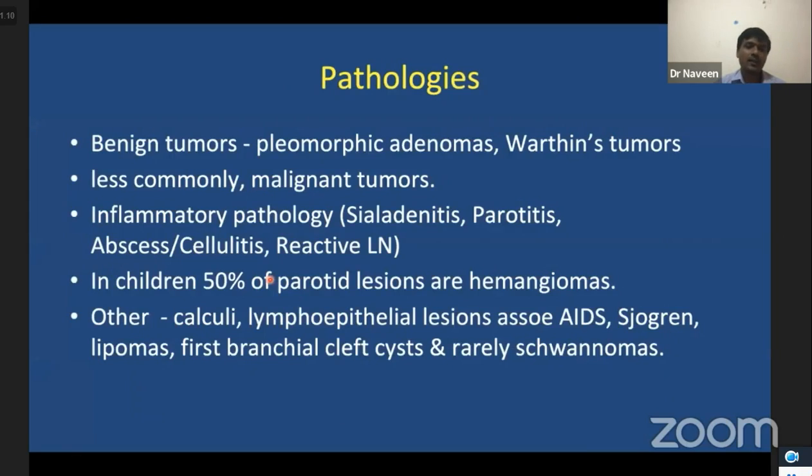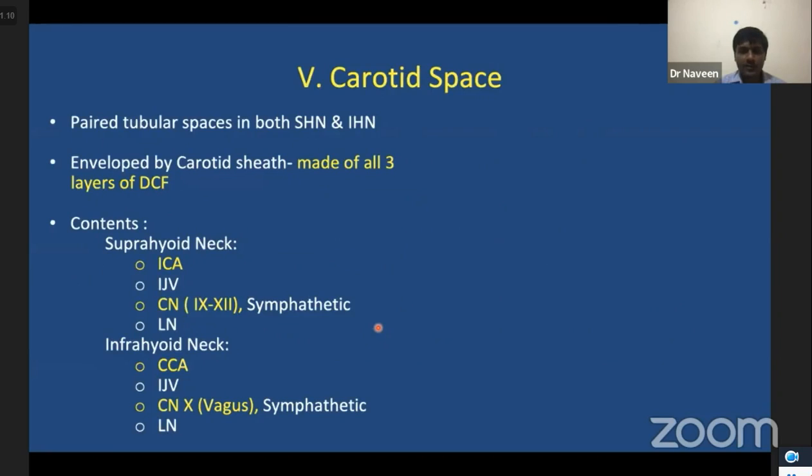The various pathologies of the parotid are benign tumors like pleomorphic adenoma and Warthin's tumor, and malignant tumors like mucoepidermoid carcinoma. Inflammatory pathologies are the most common, which can be sialadenitis, parotitis, abscess, and reactive lymph nodes. In children, a parotid lesion can also be a hemangioma. Miscellaneous lesions include calculi, lymphoepithelial lesions associated with AIDS, Sjogren syndrome, first branchial cleft cyst, and rarely schwannoma. Parotid space has already been discussed in a separate talk, so I'm skipping the lesions and cases.